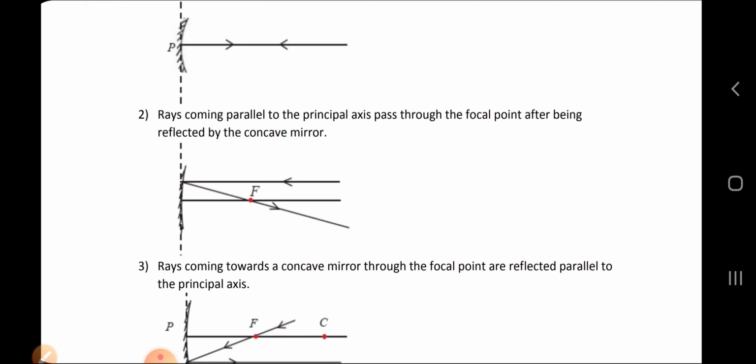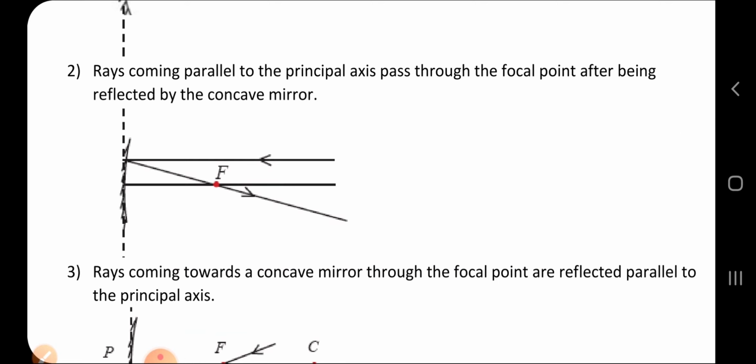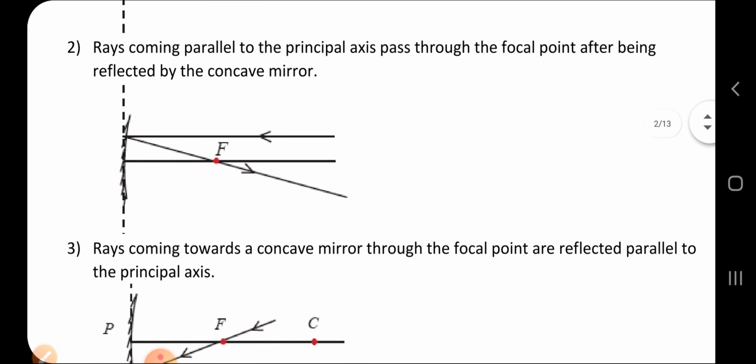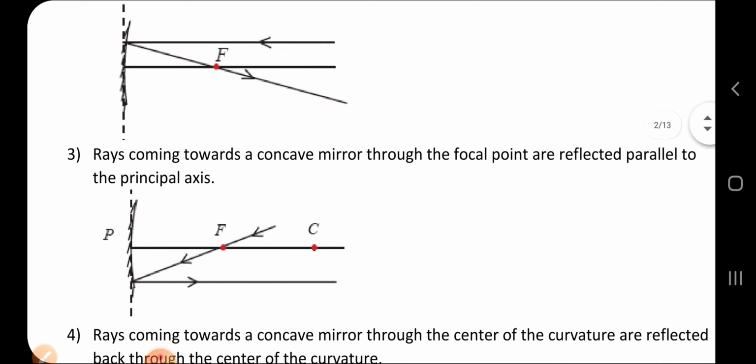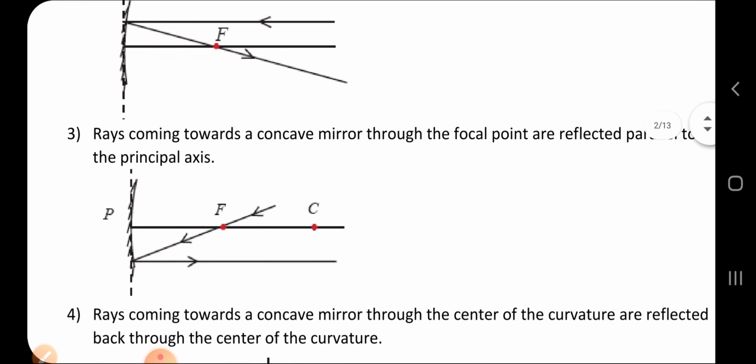In the 3rd rule, as you can see here, rays coming towards a concave mirror through the focal point are reflected parallel to the principal axis, right?